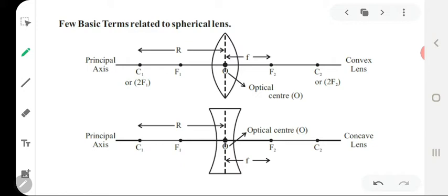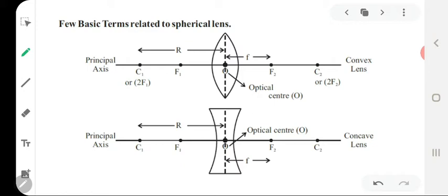Radius of curvature. The radius of the spherical surface of which the lens is a part is called the radius of curvature of the lens. So once again, a lens has two radii of curvature, OC1 and OC2. Refer to both the figures, OC1 and OC2. These may or may not be equal depending upon the size of the two spherical surfaces.